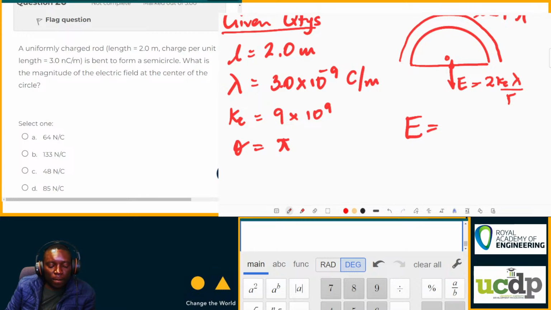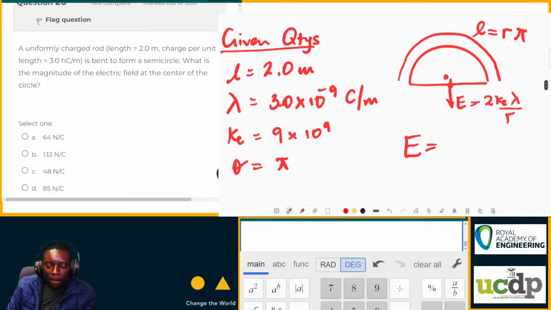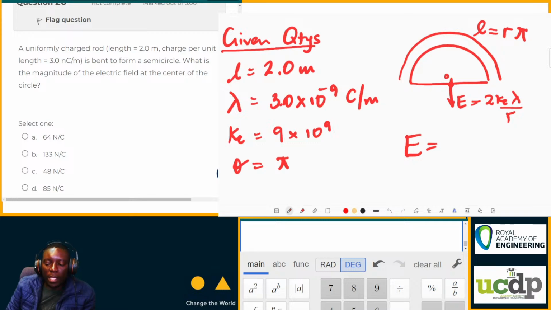So, sir, for this, does it mean for the R we're going to use L over pi? For the R, are we going to substitute using length over pi? Yes, yes, exactly.